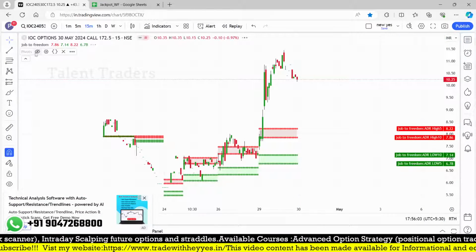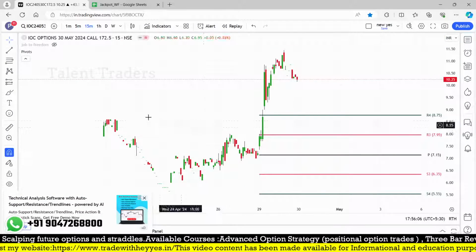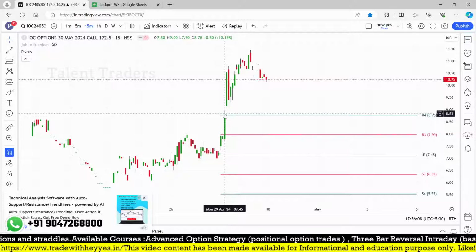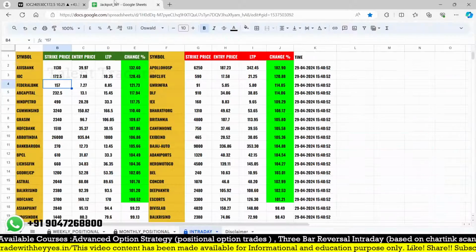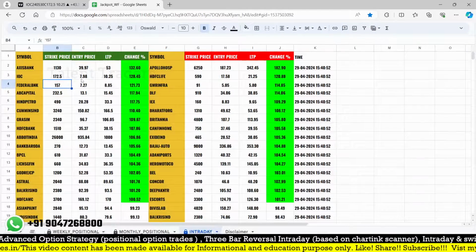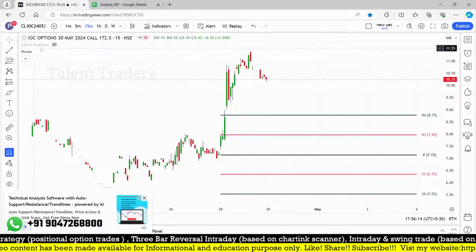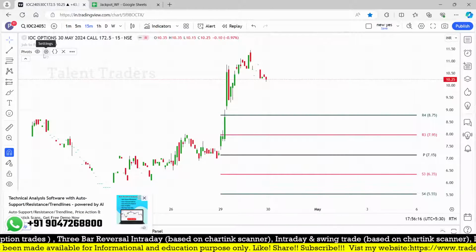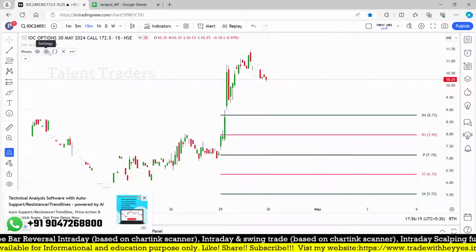So I'm just looking for the pivot point to break out. Let me see, yeah, here you can see this is a breakout exactly at 8.75 where it is shown. IOC, I think it is weekly, sorry. This is a weekly trade and a positional one, based on the Camarilla R4.